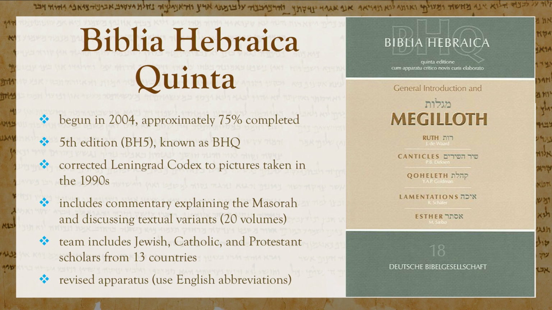The Biblia Hebraica Quinta. It was begun in the year 2004. It's about 75% finished now in the year 2020. This is the fifth edition, but people just call it the BHQ. It's a corrected Leningrad codex to pictures taken in the 1990s in the main text, and it includes commentary explaining the Masorah and discussing textual variants. It is going to be an anticipated 20 volumes, this Hebrew Bible, BHQ.